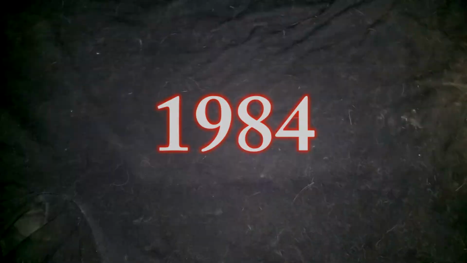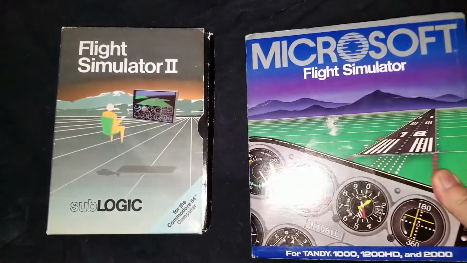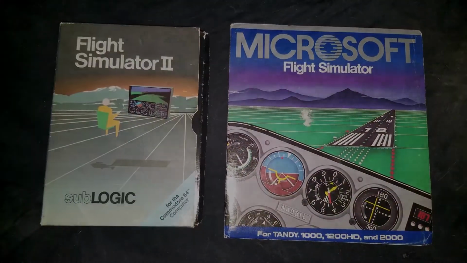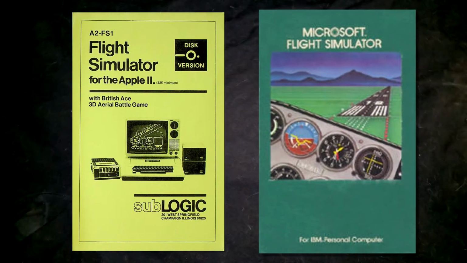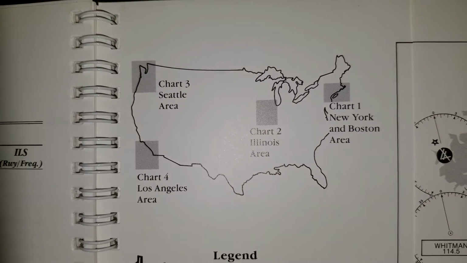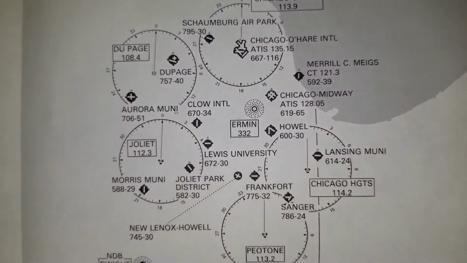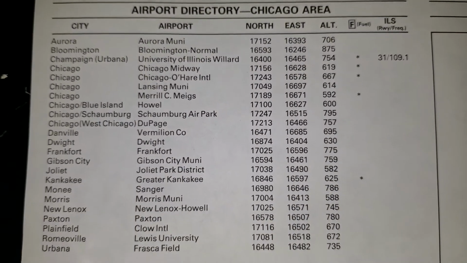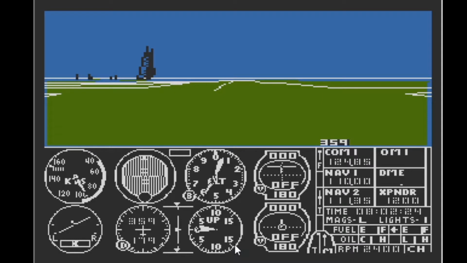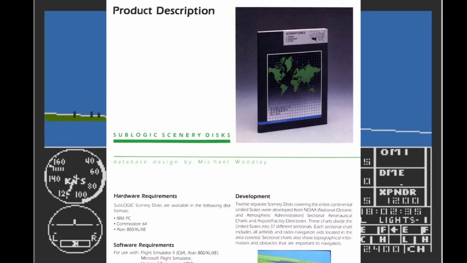1984 saw the release of not only Sublogic Flight Simulator 2, but also Microsoft Flight Simulator 2. Both had been improvements upon their first incarnation, and now they included a model of the entire United States, even if the scenery coverage was limited to the same areas as before. Yes, you did get more airports to fly to in Sublogic and Microsoft Flight Simulator 2, but virtual pilots were ready for more, and in 1985, Sublogic was ready to deliver.